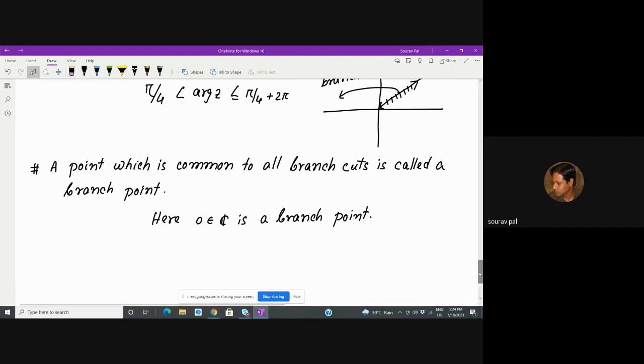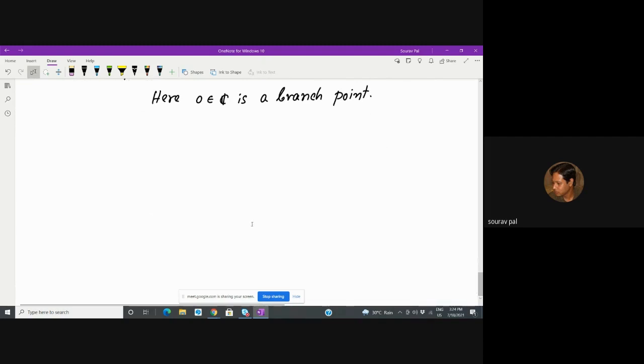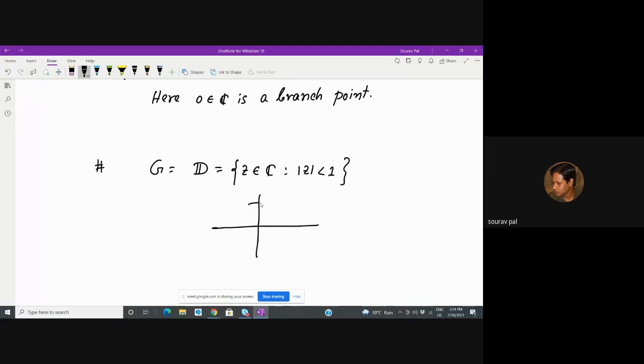Okay, we are in a region. Now if you specify your domain, for example, if you choose the unit disk of the complex plane, if you choose this to be your domain, and if you want to define a branch of logarithm here, then what would you do? What would you do? So this is your domain now.